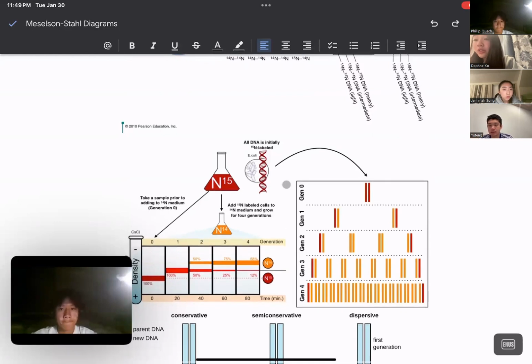And then to draw their conclusions, they relied on the presence, the amount of bands, and their relative locations in the tubes. And the heavier N15 would be on the bottom. The hybrid N15 plus N14 would be around the middle. And then the lightest N14 would be on the top.